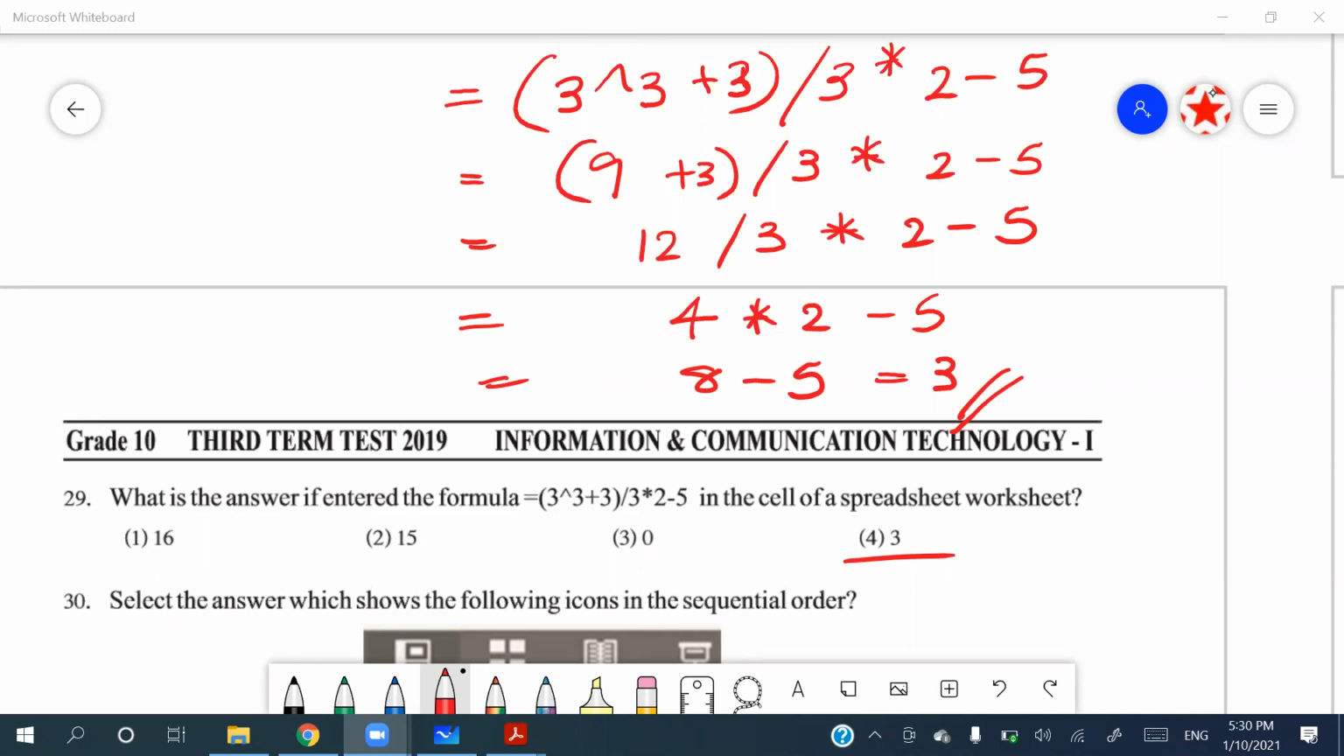Right? So remember, if the operators are there, priority is given first to the brackets, then the exponential, then the division and multiplication, then the addition and subtraction. Right? And if there are many operators inside a bracket, still they follow the same rule. Exponential, division, multiplication, addition, subtraction. Division, multiplication is on the same level, and addition, subtraction is also on the same level. Right?